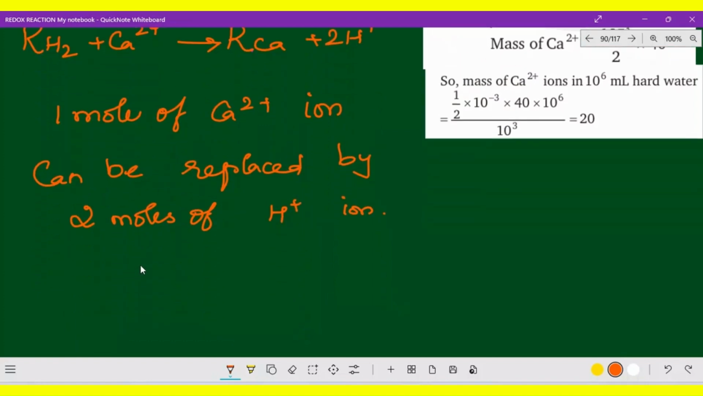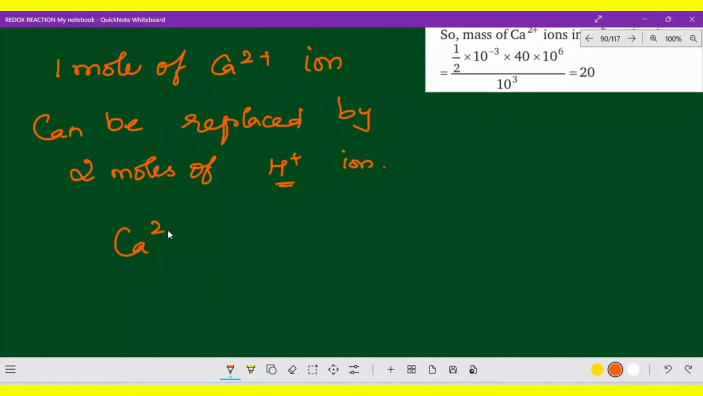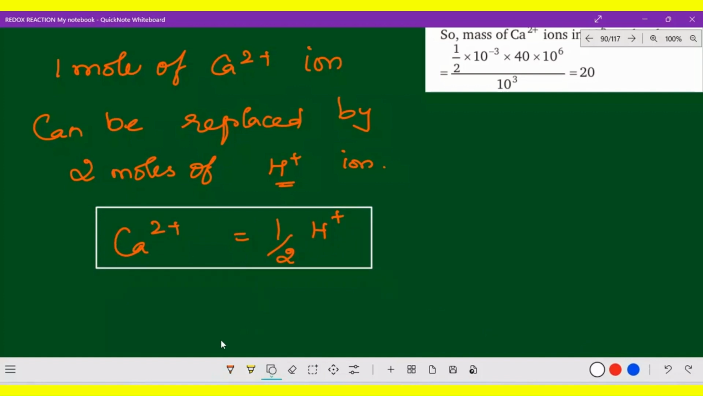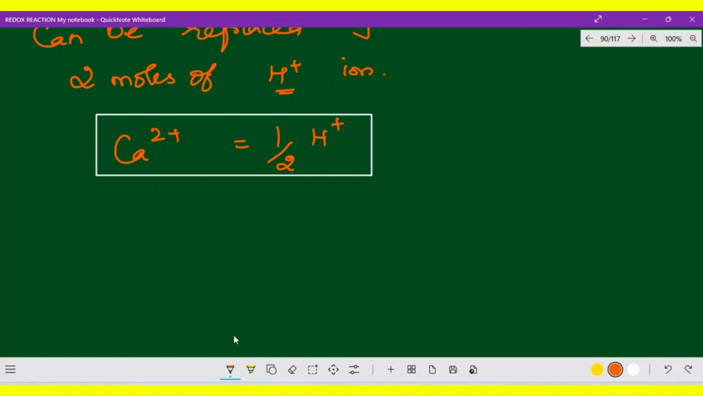That means the molar concentration of calcium initially present is exactly half of the molar concentration of H+ ion. So Ca2+ is equal to half of the H+ ion. I hope you got the clarity. Now the next point: the hydrogen ion concentration.